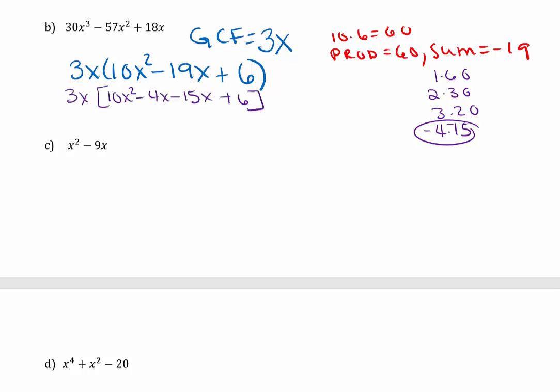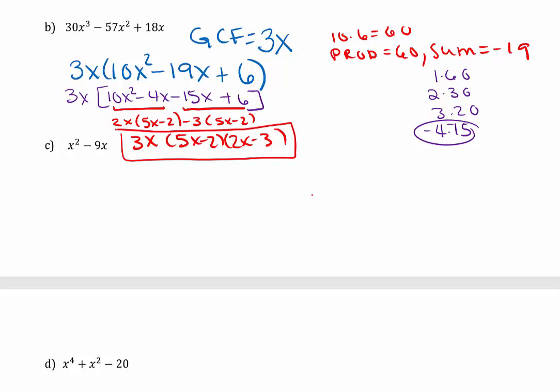So I'm going to keep the GCF in front. I don't want to forget about that. I copy down the first term. I break the middle term up into 2 terms using those numbers I found. Copy down the last term. I can pull a 2x out of the first 2 terms. And I'm going to pull a negative 3 out of the second 2 terms. Taking out that negative changes the signs. I bring the 5x minus 2 out front. I'm left with a 2x minus 3. And finally, make sure you include that GCF, the 3x, in front of your answer.